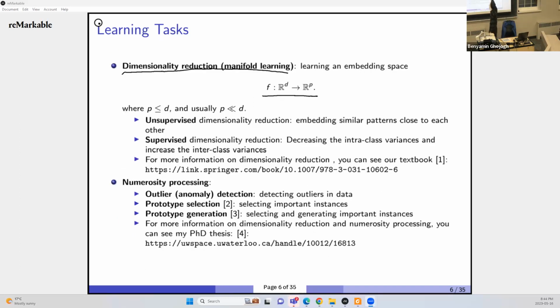Now consider the mapping to be a vector, a space, a p-dimensional vector. So it maps from the d-dimensional space to a p-dimensional space. However, in dimensionality reduction, p is always less than or equal to d. And usually p is much less than d, much less than. So it means that we want to reduce the dimensionality of data. Okay. We want to reduce the dimensionality of data.